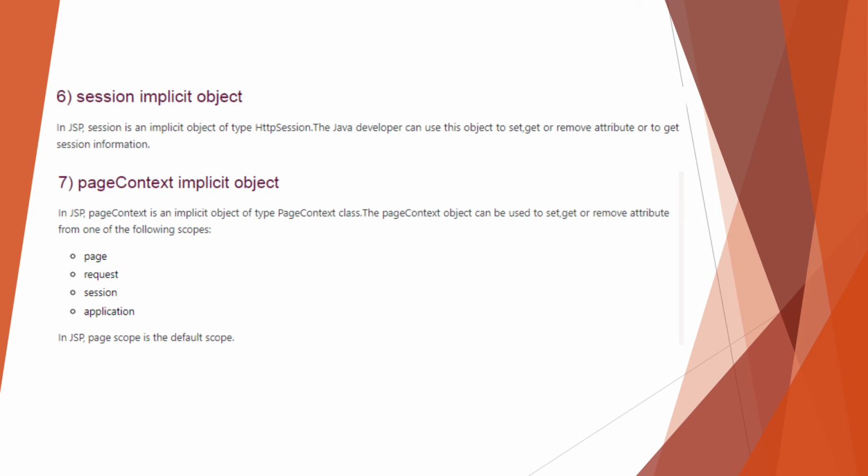What it wants to say is that inside the context object, I can set, get and remove attributes, whether they are more necessary or less necessary. All will be done by the pageContext object. So which are the scopes? Page, request, session and application. In JSP, page scope is the default scope. By default, any value will be in page scope.